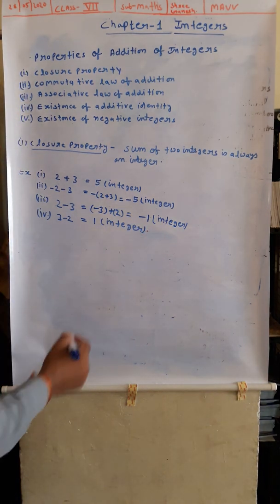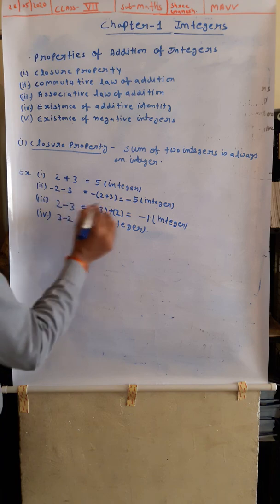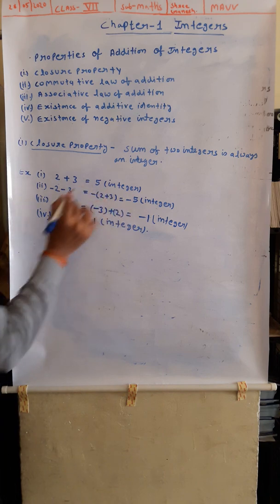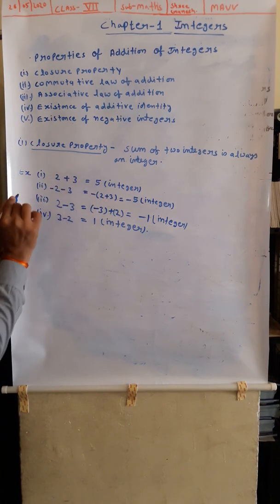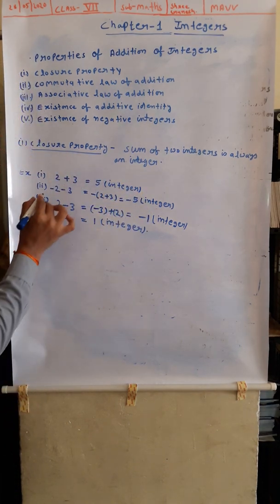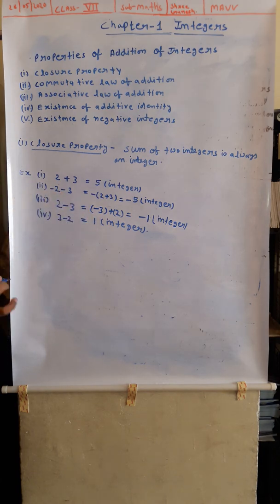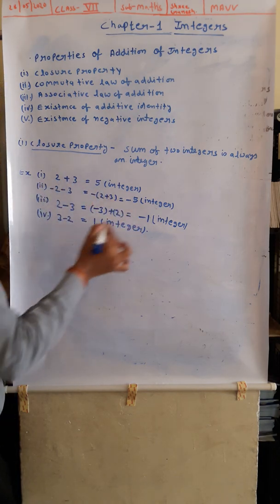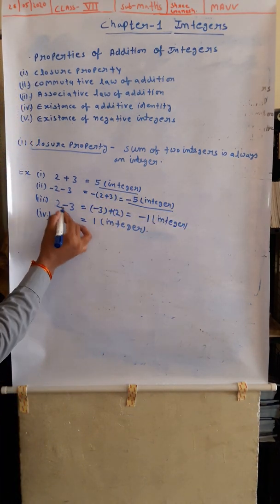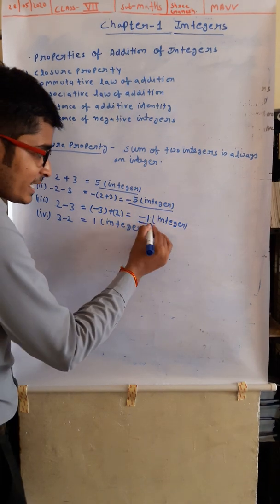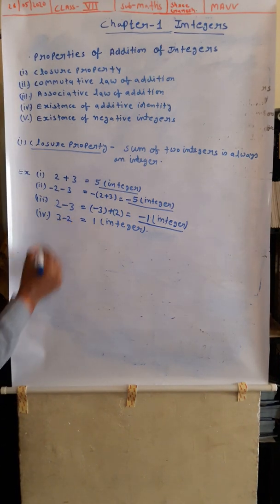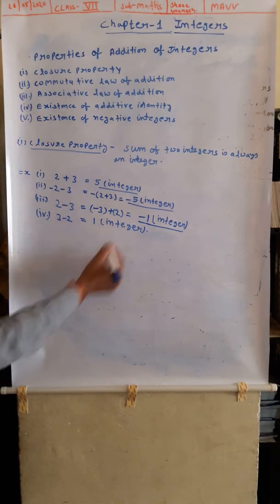Understand, dear children? What is the closure property? When you add two integers, the sum of two integers is always an integer. 2 plus 3, here 2 and 3 both are integers. When you add you get 5, that is also an integer. Now second question, minus 2 minus 3, it means minus of 2 plus 3, that is minus 5, which is also an integer. Now 2 minus 3, you will get minus 1, that is also an integer. Now 3 minus 2, that is 1, and 1 is also an integer.